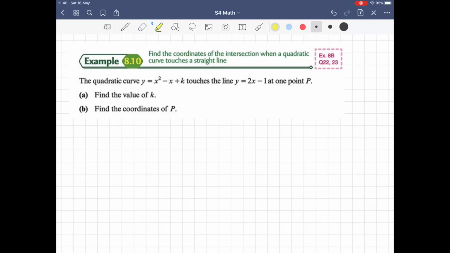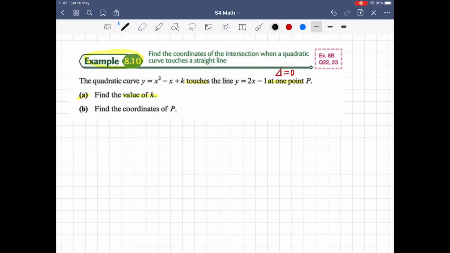So let's take a look at one example, example 8.10 in your textbook. The quadratic curve y equals x squared minus x plus k touches the straight line y equals 2x minus 1 at one point. When we see "touches at one point", we know that delta is equal to 0. In part A, it asks you to find the value of k.